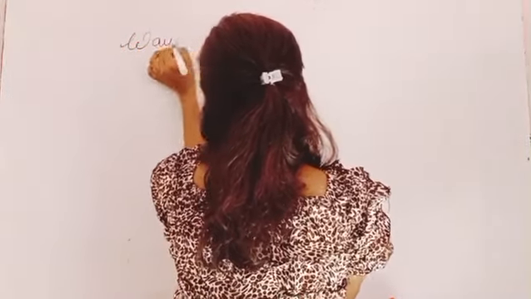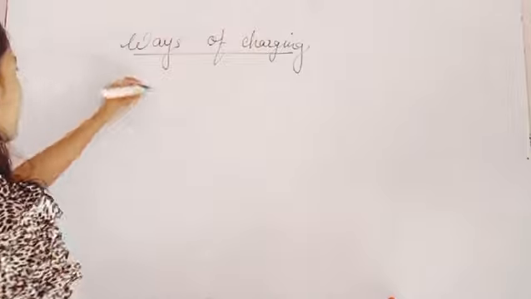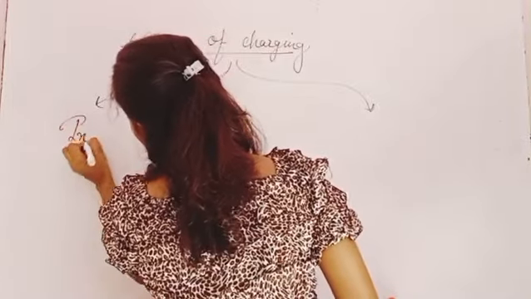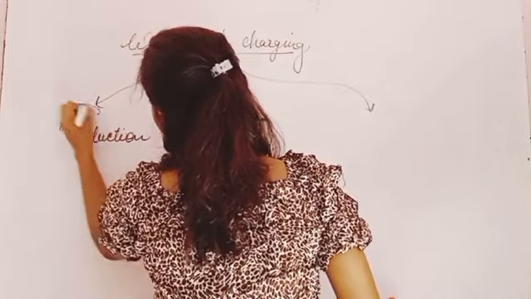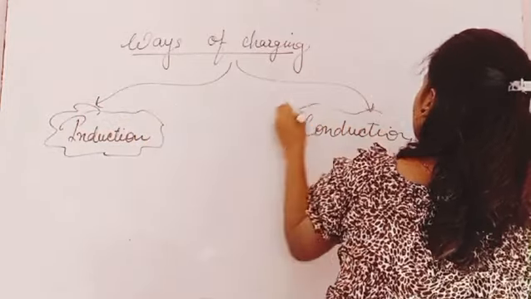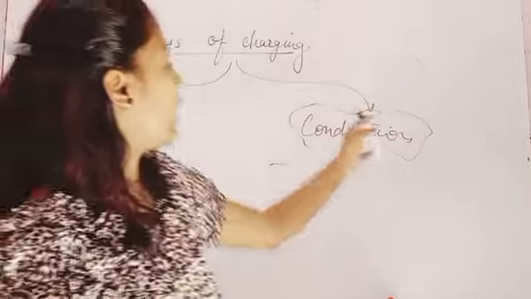Now let's discuss one of the most important topics, which is how to develop a charge. So what's the topic over here? Ways or methods of charging. In this chapter, we will be majorly focused on two types of ways, that is induction, well known as induction, and the other is conduction. So these are the two ways we're going to focus on after a while, induction and conduction, in some more detail.